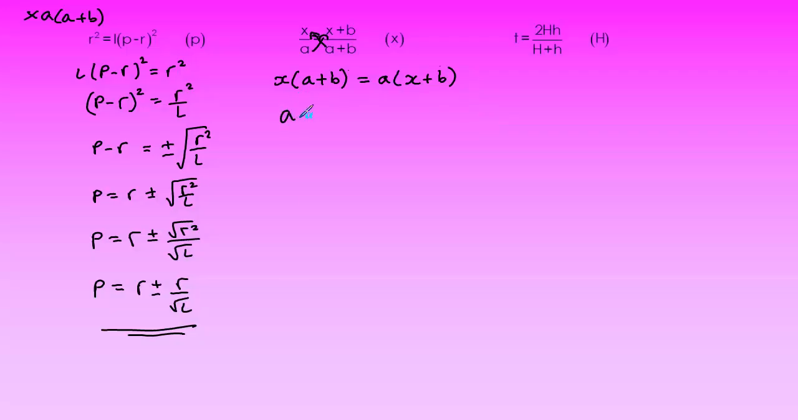Expanding here, we get ax plus bx. Over here, we get ax plus ab. Now if we subtract ax from both sides, that just leaves us with bx is equal to ab. Then divide both sides by b and we just get x is equal to a. So that one actually came out fairly simply.